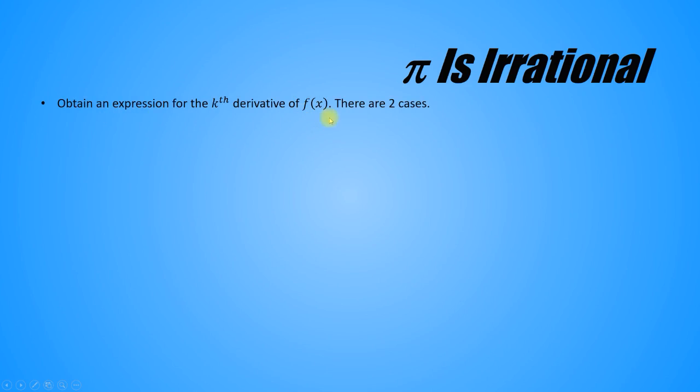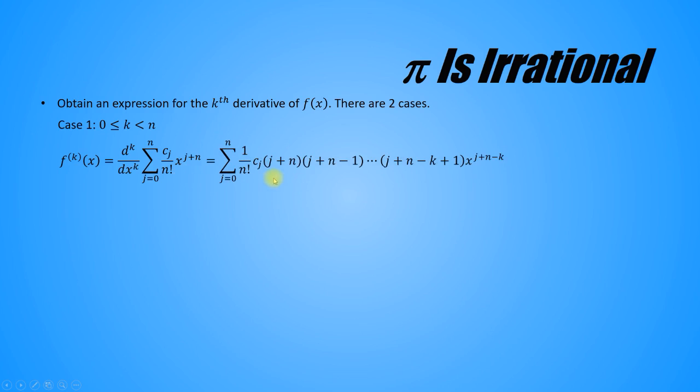And there are two cases that I have to consider. The first case is the case where 0 is less than or equal to k, which is less than n. So here, I'm about to let the kth derivative operator act on f. And when I do that, the exponent multiplies the coefficient and gets reduced by 1, and this happens k times. So we have this collection of k factors here. And the power of x has been reduced by k. Note that no term in the kth derivative will be constant in this case because n is bigger than k.